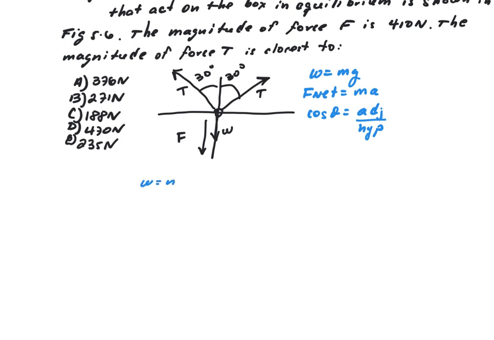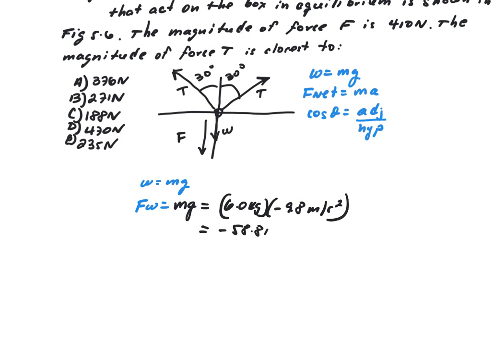So our weight, m times g, and our force of the weight will equal mg, which is 6.0 kilograms times negative 9.8 meters per second squared, which comes out to negative 58.8 newtons.